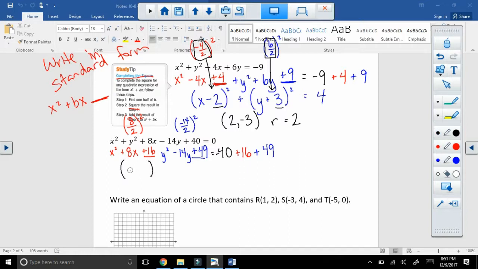Remember, when you factor this, it's going to be whatever this part was. That was a positive 4. So x plus 4 squared plus y minus 7 squared equals, when you add those up, you get 25. So the center for this is -4, 7, and the radius is 5.